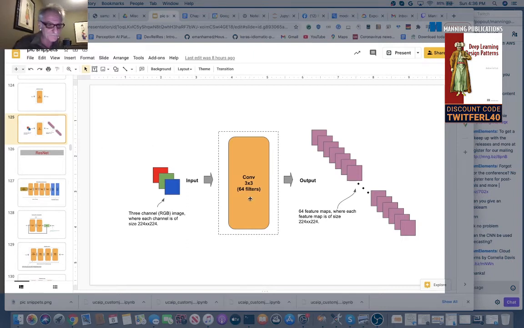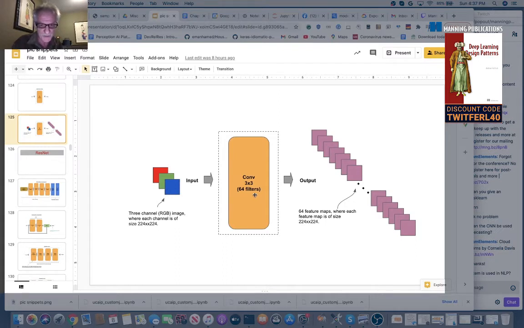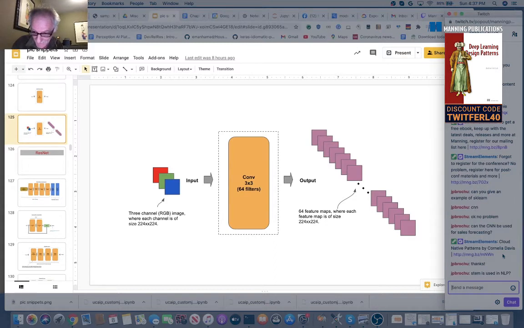So here VGG was really simple. It was a single 3x3 filter, a kernel, with 64 filters. If you looked at it, you had an RGB image coming in, say 224 by 224. Now the output has all these individual channels. There's a red channel, a green channel, a blue channel. So filters, while we call them feature maps, are also called channels. So there's 64 feature maps or 64 channels, and they are of the same size.